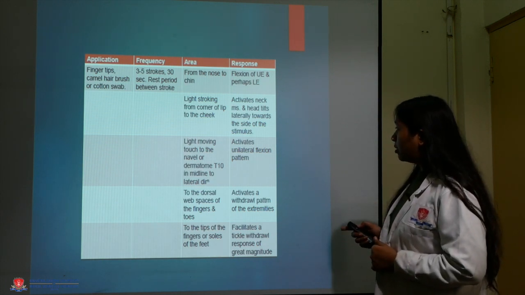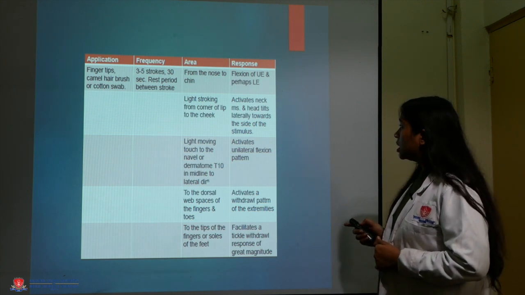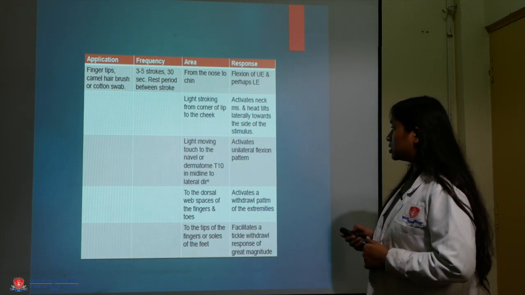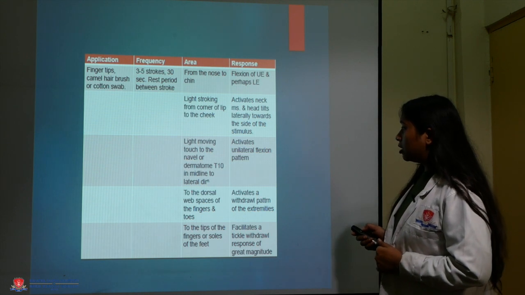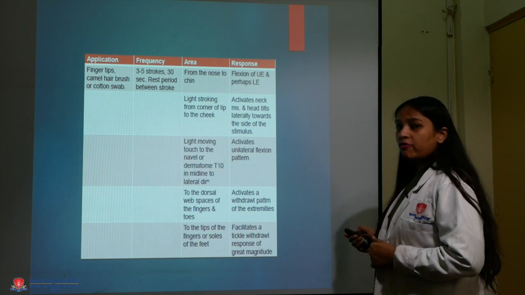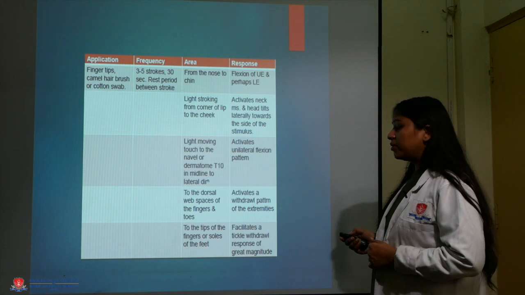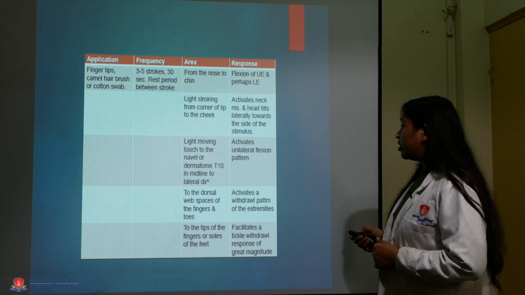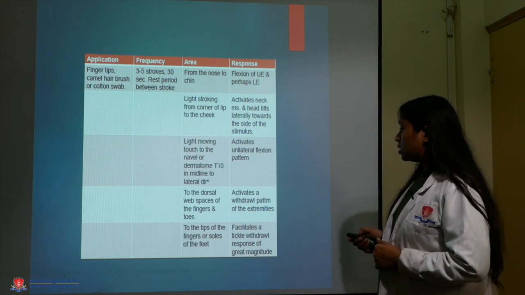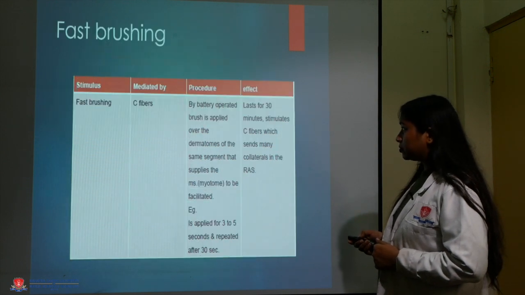Then for light stroke from the corner of the lip to the cheek, the response is activation of neck muscles and the head tilts laterally toward the side of the stimulus. And for touch to the navel or dermatome T10 in middle to lateral, it activates a unilateral flexion pattern. And next, if we apply to the web space of the fingers and toes, it activates a withdrawal pattern of the extremities. And for fingers or soles, it facilitates a tickle withdrawal response of great magnitude.